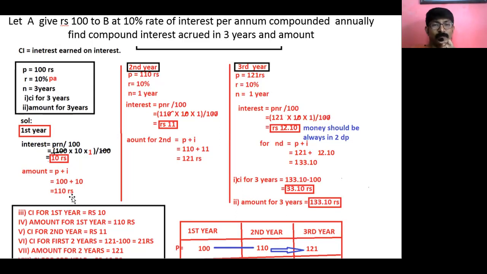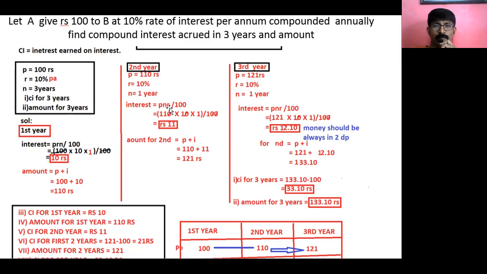Now the interesting part started. The amount that has become over here at the end of the first year becomes the principal for the next consecutive year. For the second year, principal is going to be 110 rupees. Rate will be 10, number of years will be again 1. See, this is the second year, not 2 years. So for the second year, time period is again considered as one whole year.